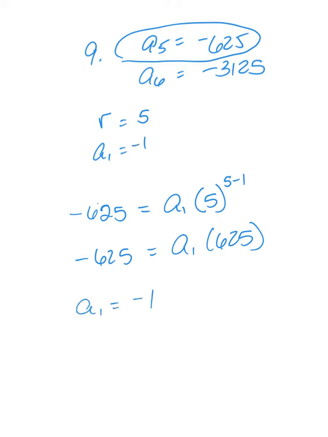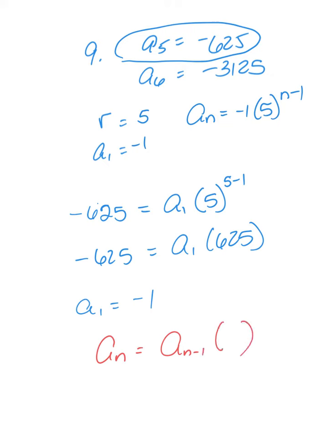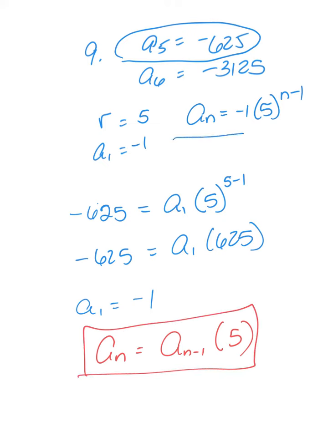Your explicit formula is going to be A_n equals -1 times 5 to the n minus 1. For the recursive, it's any number equals the guy before it times what? Times R, which is 5. Okay? So here's your recursive, and here's your explicit.